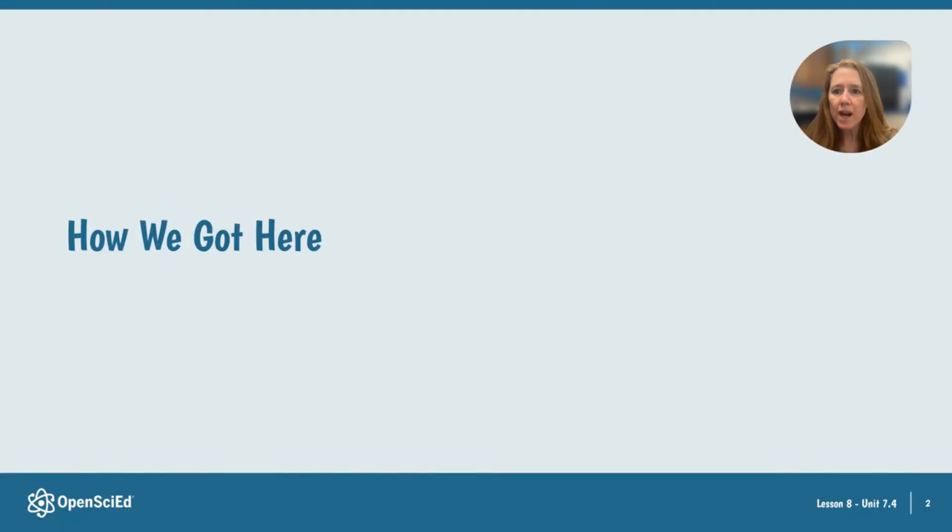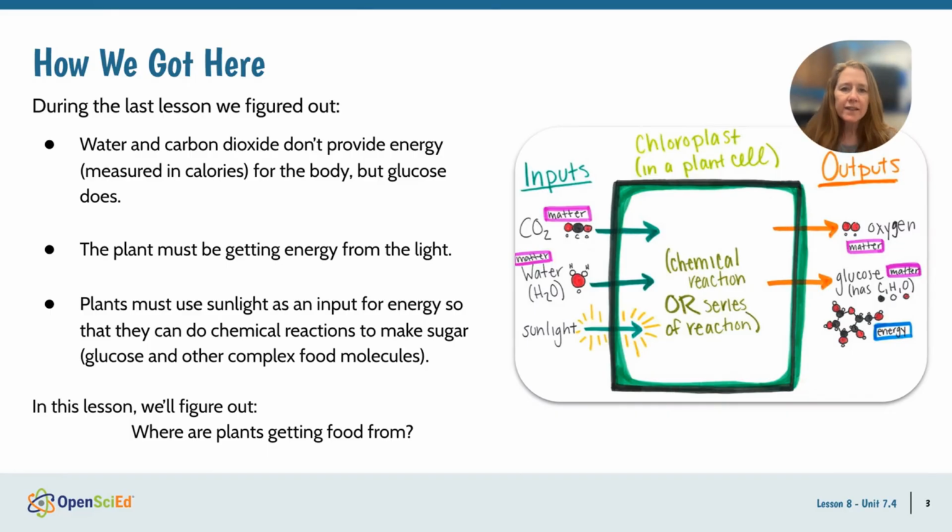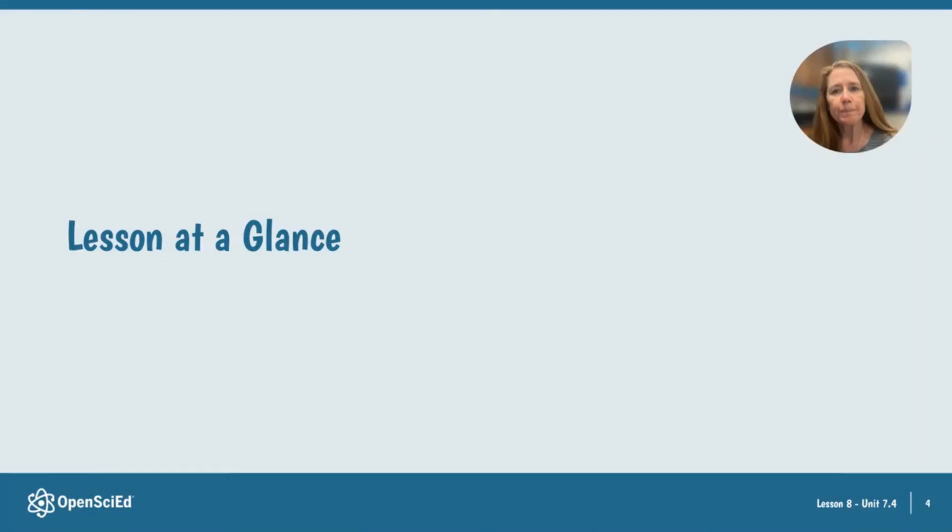First, let's think about how we got here. In Lesson 7, we looked at the food nutrition labels and gathered evidence to support the sun as the source of energy. We figured out that the water and the carbon dioxide inputs don't provide energy for us as humans, but the glucose does. So the plant must be getting energy from the light and using this energy so it can do chemical reactions to make sugar. In this lesson, we'll put everything together to explain where plants are getting food from.